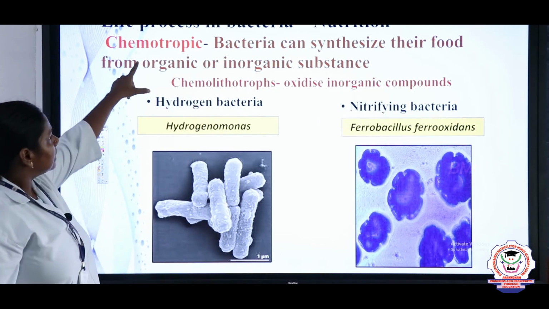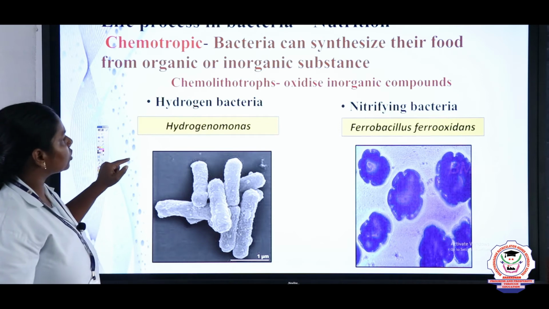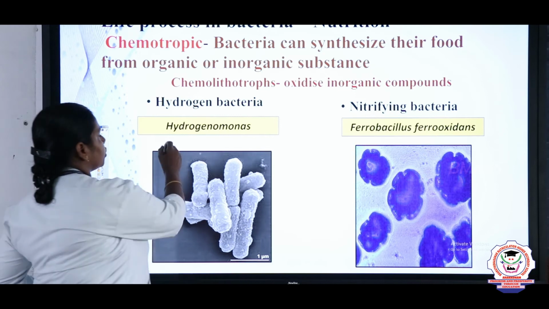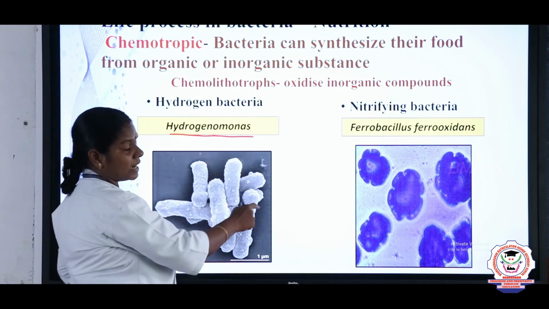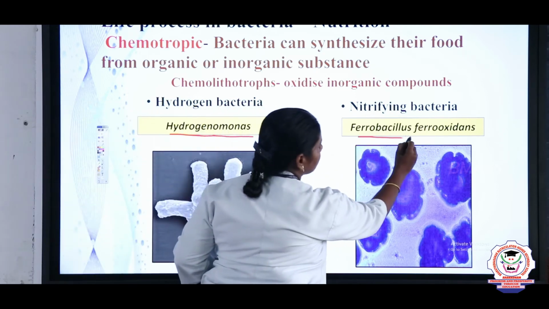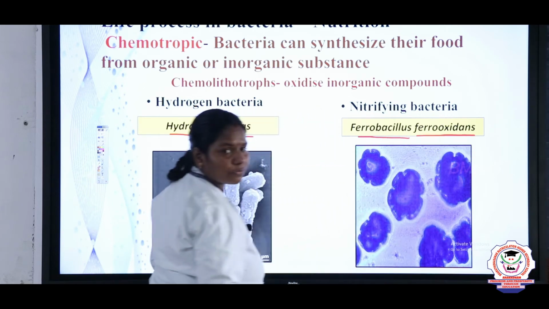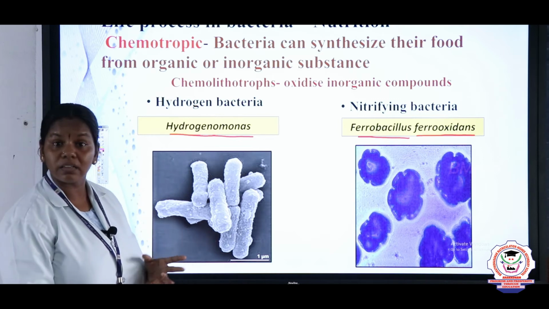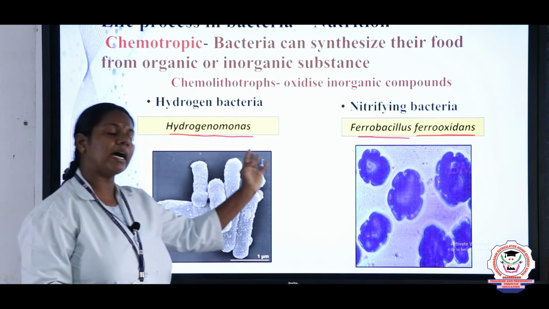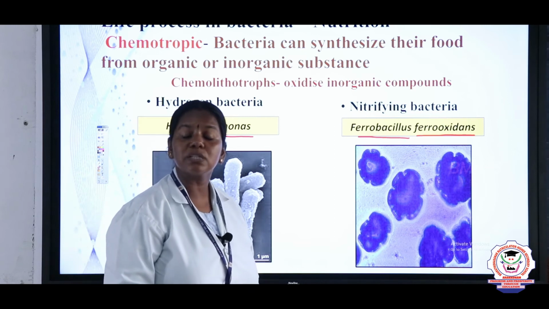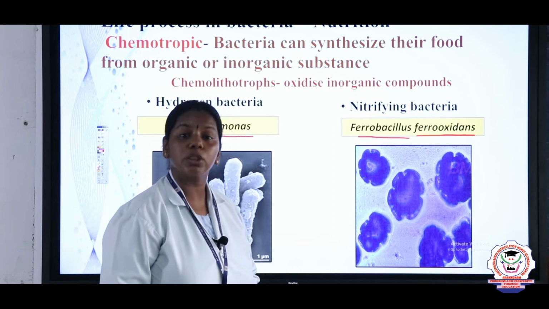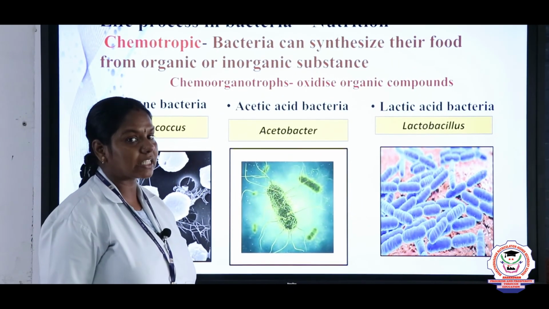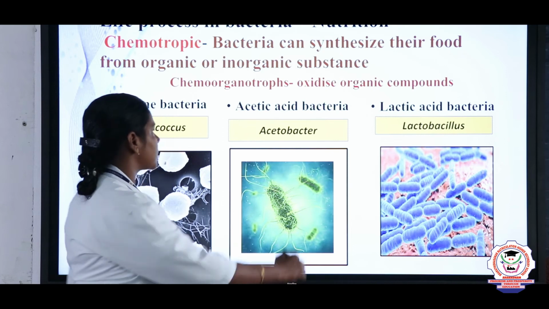So, let us see chemoautotrophic, chemolithotrophs. Hydrogen bacterium, example is Hydrogenomonas, and nitrifying bacterium. This is the image of it, children. So, we discussed the sulfur bacteria, iron bacteria, hydrogen bacteria and nitrifying bacteria. These 4 come under the chemolithotrophic. Next in the chemotrophs, another type is chemoorganotrophs.